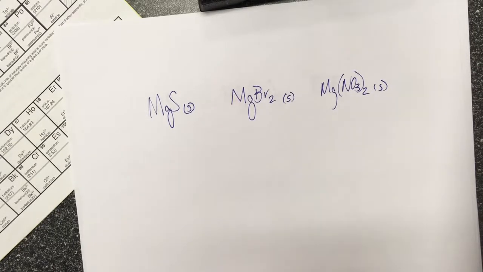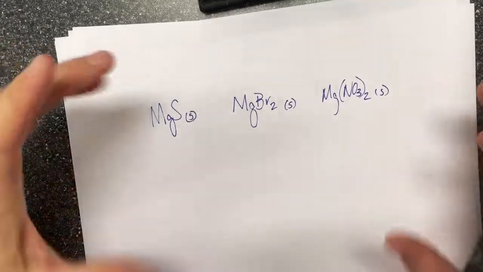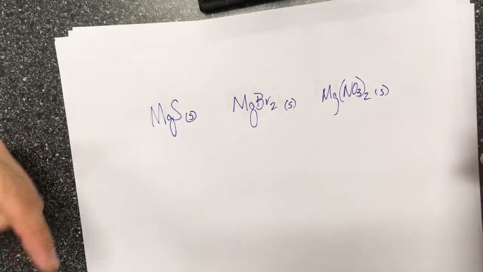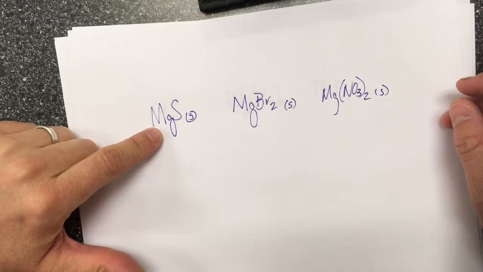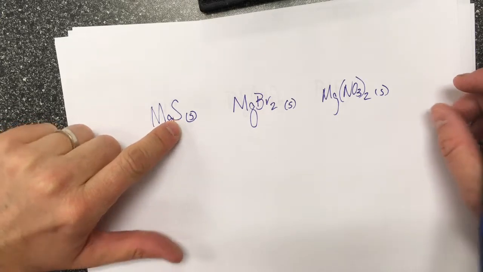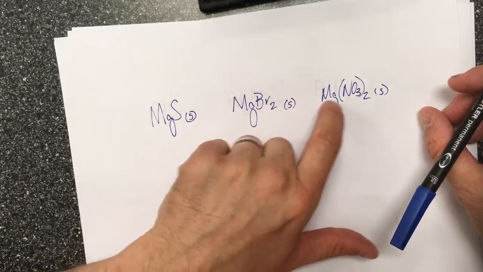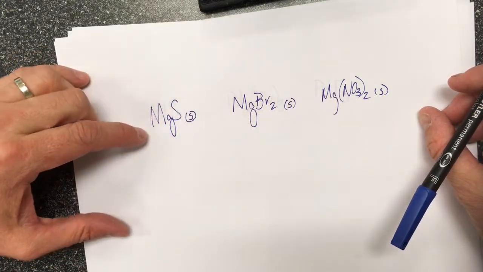In this video, we're going to try to go through how you're going to name ionic compounds. So when you're given an ionic compound formula, it's in its simplest terms. And so this means that I've got one magnesium ion and one sulfide ion. This means I have one magnesium ion, two bromide ions, and this is one magnesium ion, two nitrate ions.